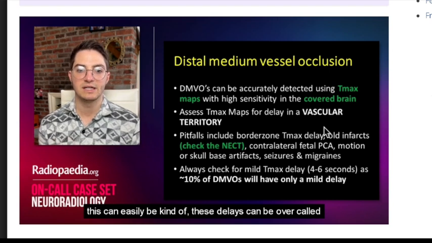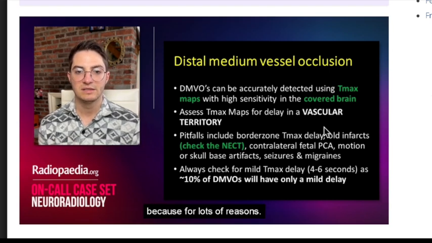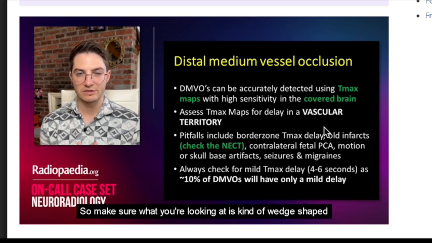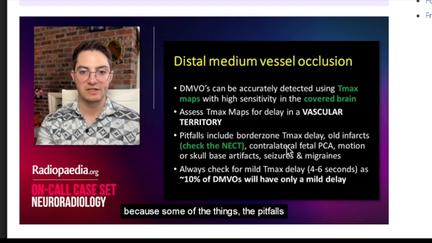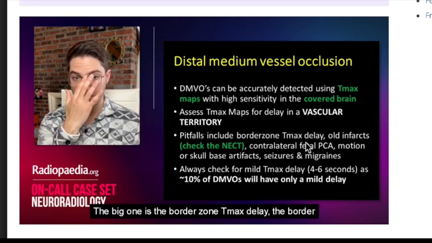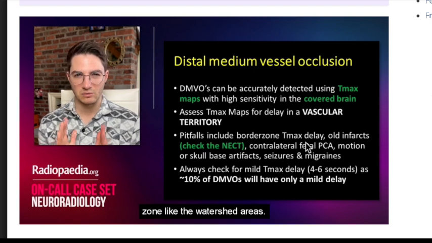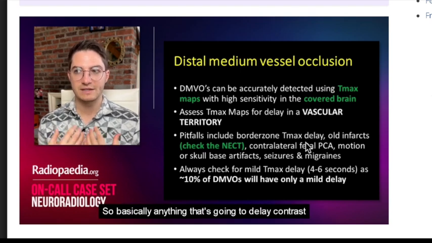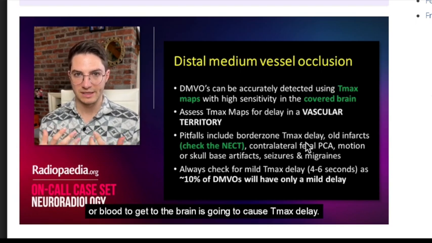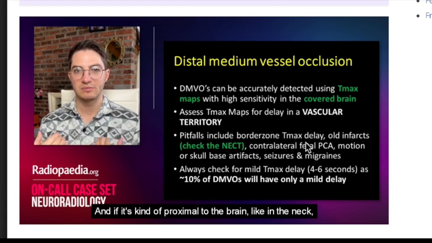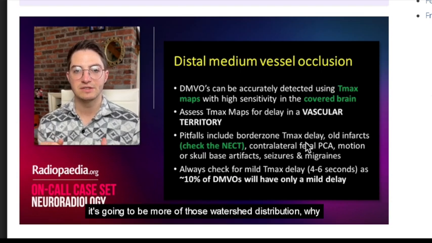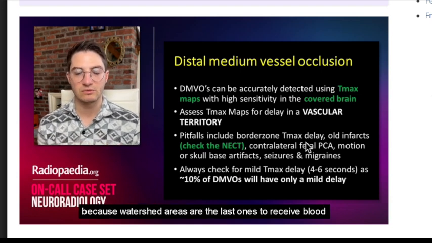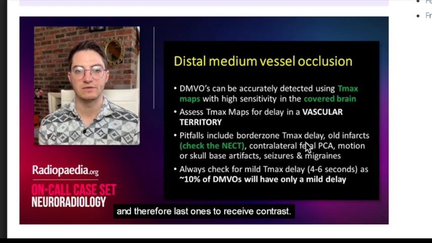These delays can easily be overcalled for lots of reasons. So make sure what you're looking at is wedge-shaped and in a vascular territory, because there are some pitfalls with Tmax to be aware of. The big one is the border zone Tmax delay, like the watershed areas. Basically anything that delays contrast or blood getting to the brain is going to cause Tmax delay. And if it's proximal to the brain, like in the neck, the heart, or the contrast injection itself, it's going to be more of a watershed distribution. Why? Because watershed areas are the last ones to receive blood and therefore the last ones to receive contrast.